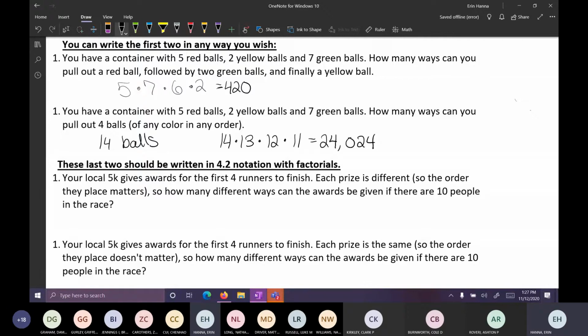Probably because of the way I phrased it. So this is what I was going for. The phrasing there was poor. If I wanted to put it into a choose situation, I would have had to phrase it slightly differently. That's what I was going for, though. Out of the 14, you're just choosing 4 of them randomly.